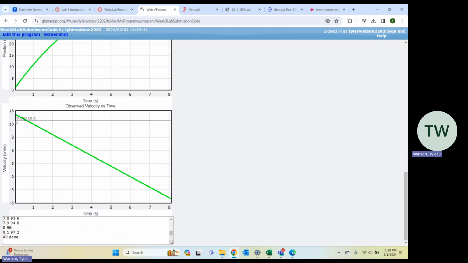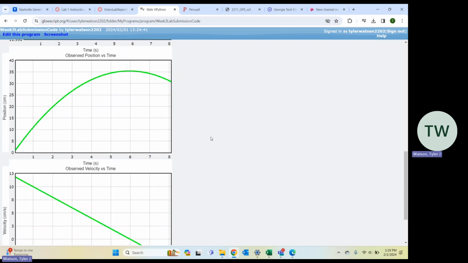And scrolling down, you can see that the constant rate of change of our velocity is -2 meters per second. And down here is all of the data of our predicted data that we're expecting to see when we did this. But this is what we were able to observe from our experiment.